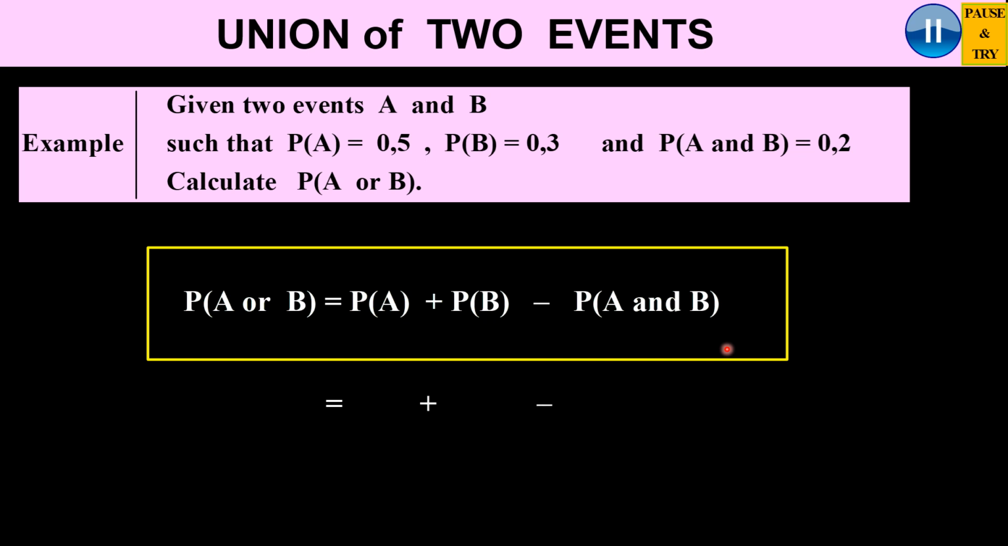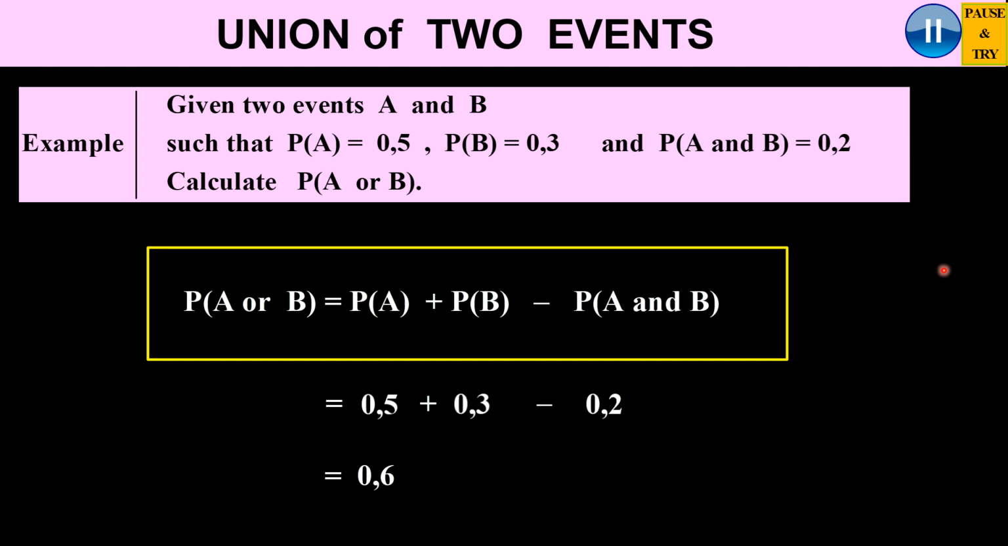So we do a direct substitution. Probability of A, as you can see, is 0,5, so let's substitute it in there. Probability of B, let's see, that's 0,3, so let's substitute it in there. And the probability of A and B is 0,2, so let's substitute it in there. We do the calculation. 0,5 plus 0,3, subtract from it 0,2, and that gives me, that's correct, 0,6. So the probability of A or B is equal to 0,6.